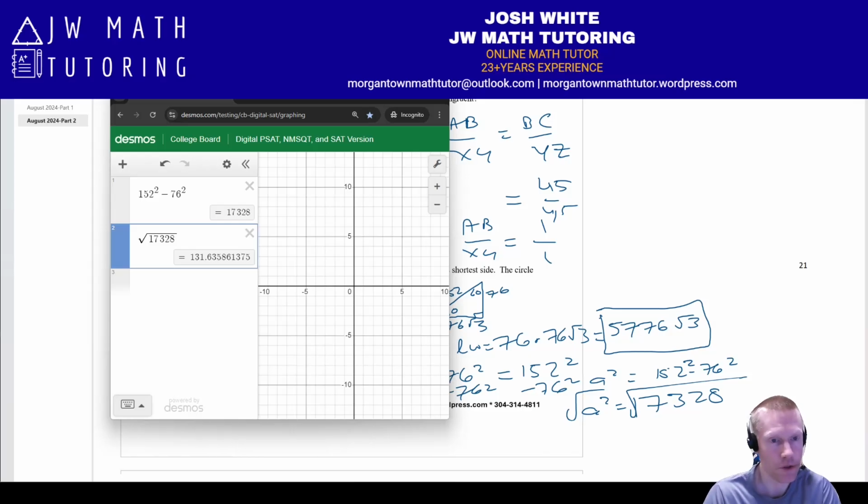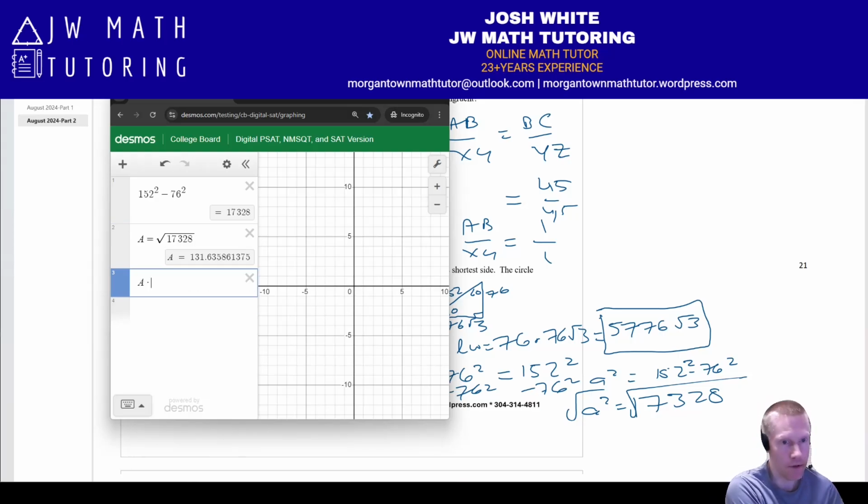It's approximately 131.64, but we want the exact value. We don't want to round it off or truncate it in any way. We want the exact value to come through. So then what I would do is define this as a capital A, and then I would multiply it by the other side of the rectangle, which is the 76. This is my area, okay?